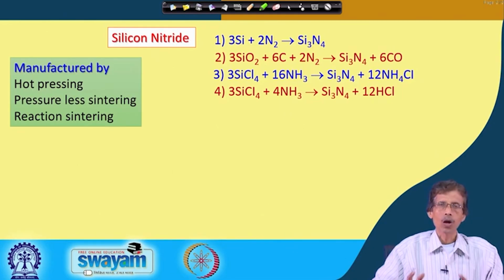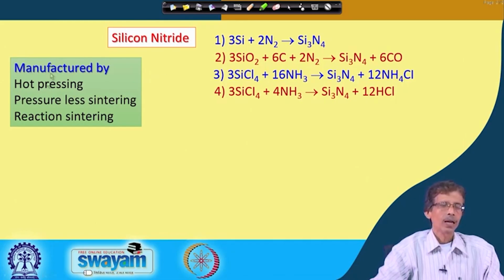That means the hot pressing process, that is, high temperature and pressure you can use for making this particular material, but in most cases you use the gas phase reactions. So, the gas phase reactions are there. So, high pressure is utilized for pressurized gas supply for getting this particular reaction.